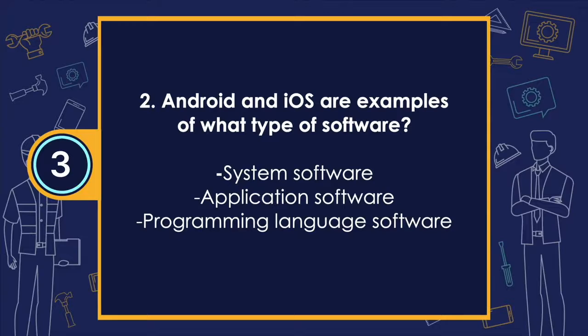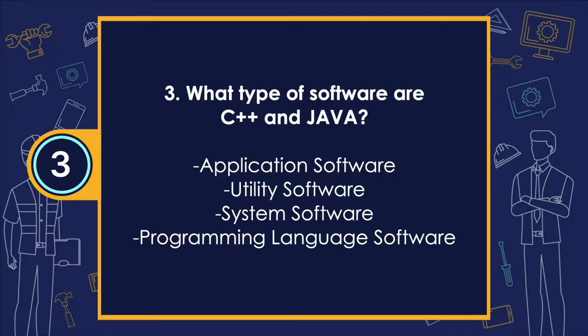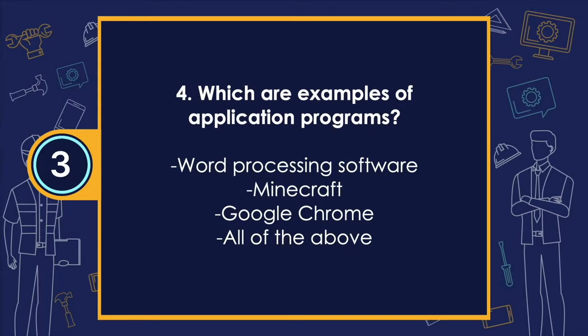Number 2. Android and iOS are examples of what type of software? The correct answer is system software. Number 3. What type of software are C++ and Java? The correct answer is programming language software. Number 4. Which are examples of application programs? The correct answer is all of the above.